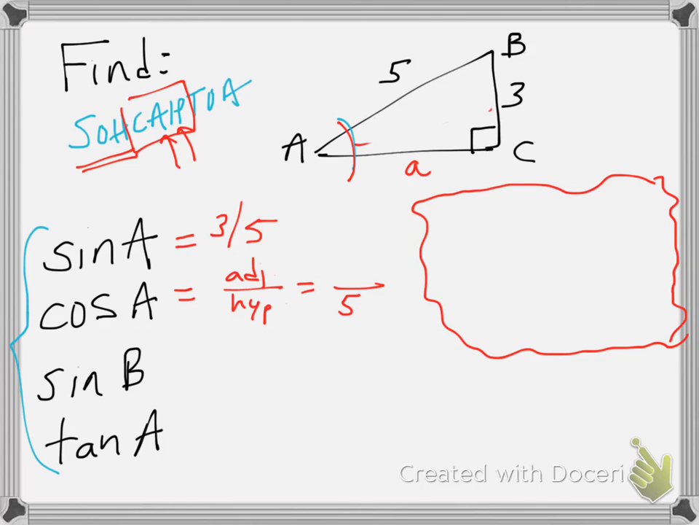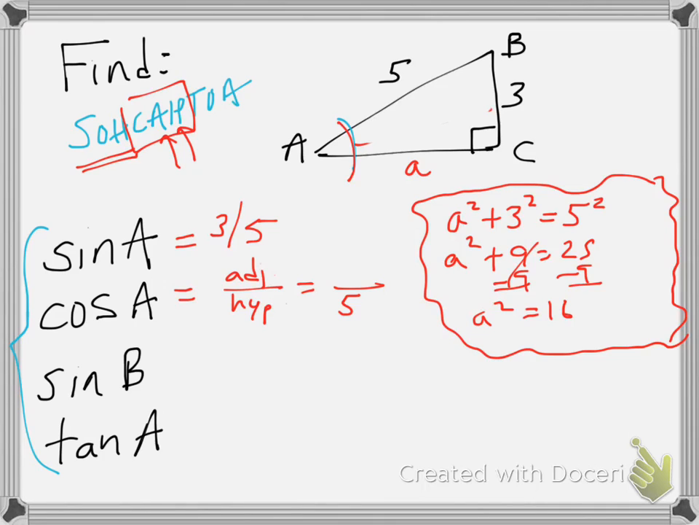Well, hopefully a light bulb is going off in your head, and that light bulb is saying the Pythagorean theorem. So A squared plus 3 squared is equal to the hypotenuse squared, which is 5 squared. So A squared plus 9 equals 25. Subtract 9 from both sides. You can probably see where this is going. A squared is equal to 16. Take the square root, so A is equal to 4. So A is just 4.